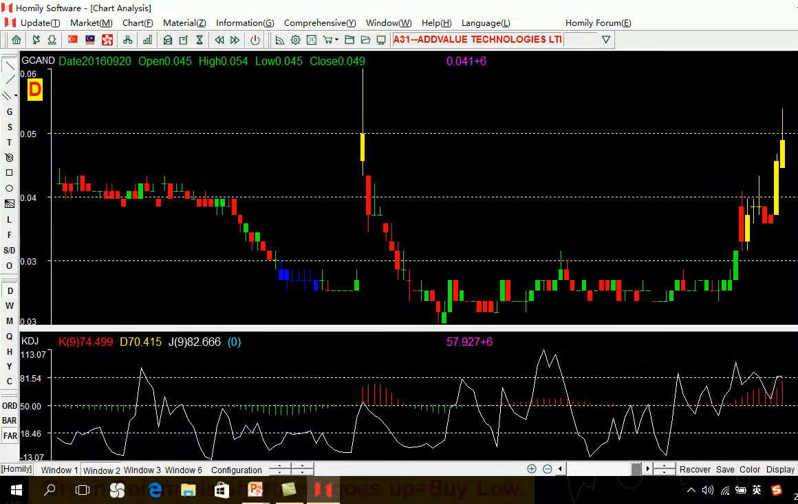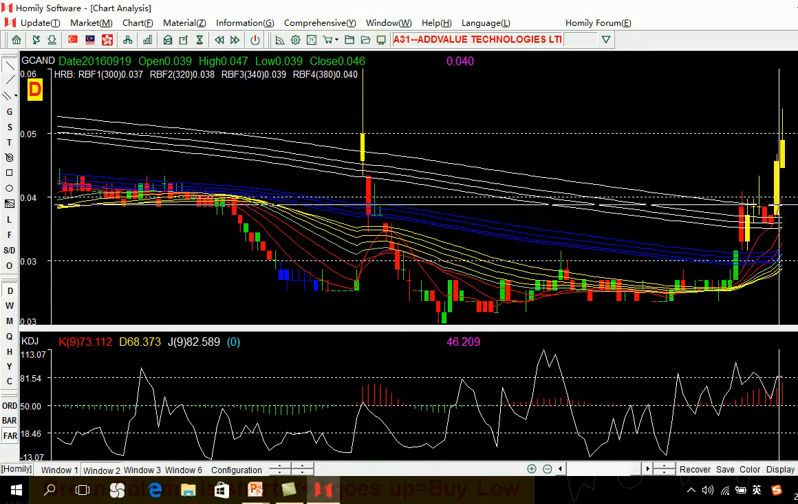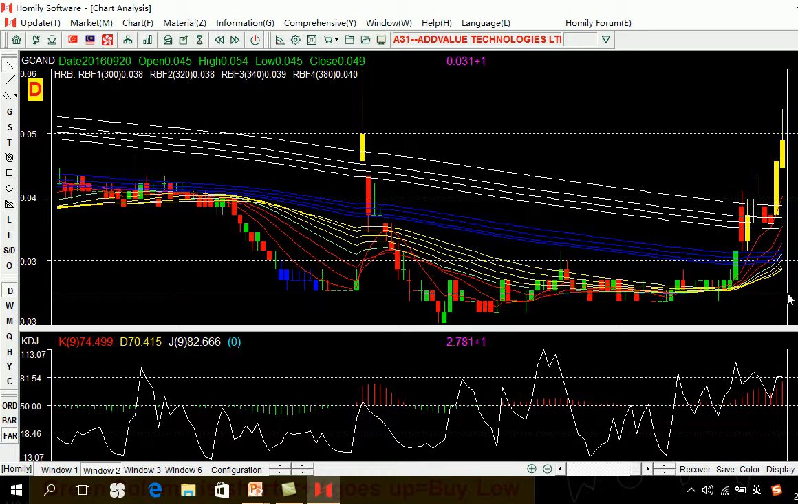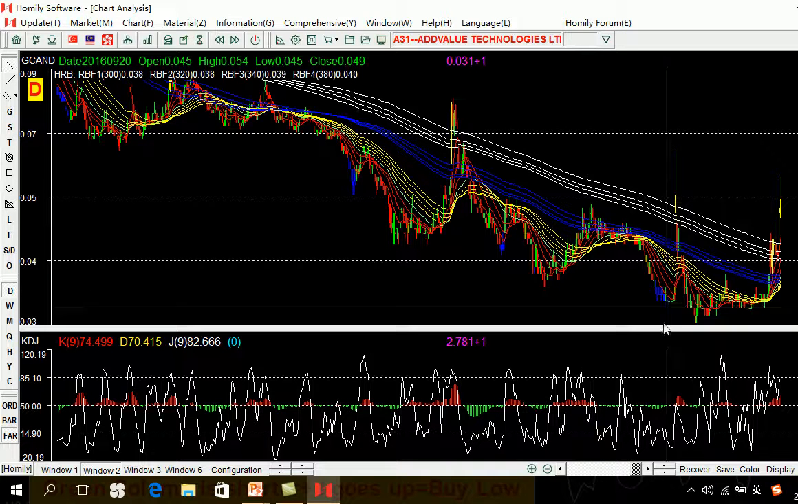But why this stock? Then we can use Homely Rainbow to judge. So can you tell me what's the pattern? This is the Homely Rainbow, right? We all know the white line is the long-term resistance, right? So on this day, the price breaks upward through the white line.